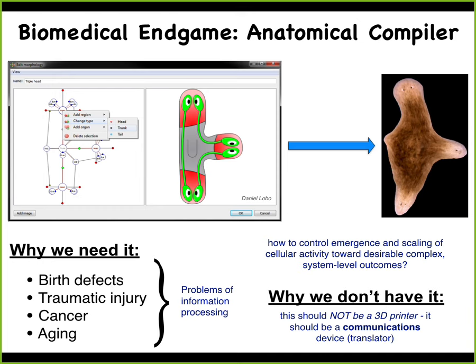And that underscores an important aspect of this: this anatomical compiler is not a 3D printer. It's not anything that tries to micromanage cell constructions onto a scaffold or anything like that. It's a communications device. It's a translator. It tries to get your desired spec as the bioengineer into the recorded set points that the cells are using to decide what they're going to do. And this is why we don't have this yet, despite the fact that genomics and biochemistry and molecular biology have been going gangbusters for decades. It's because we have not yet understood how to communicate to cells.